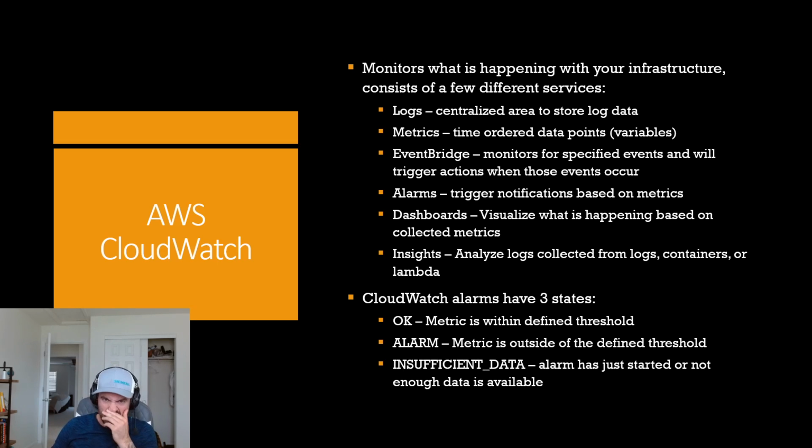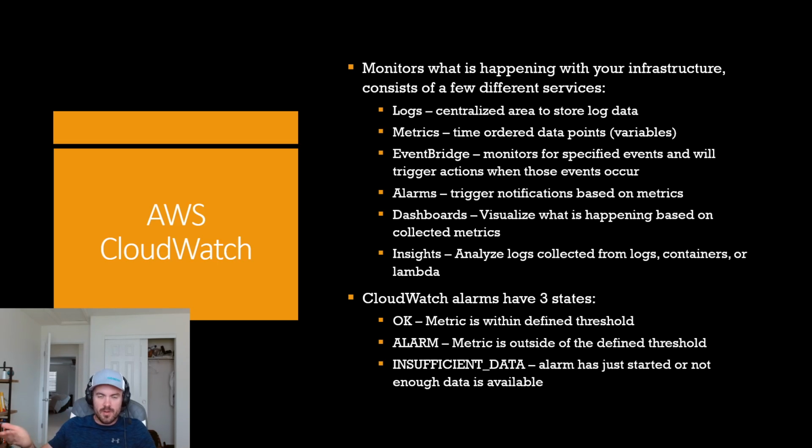All right. So CloudWatch consists of a few different services that help make it as powerful and utilitarian as it is. We've got logs, which are centralized areas to store log data. You've got metrics, which are time ordered data points, or you could think of them like variables, for example. You've got EventBridge, which is what monitors for specified events and then will trigger actions when those events occur.